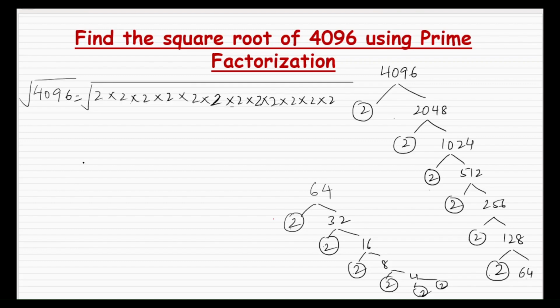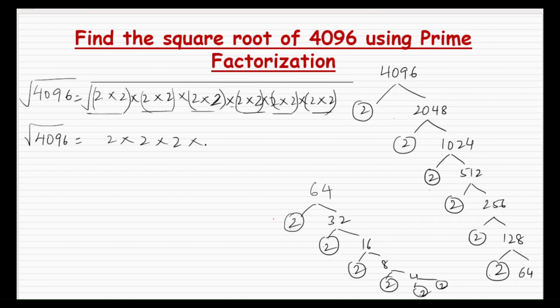Now to take the square root, take the square root on both the sides, and then we know what we have to do. We have to pair the factors. So make the groups or pairs of each factor. So this pair, this pair, this pair, and this one and this one. So square root of 4096 is now, for every pair, I will write the prime factor once. So 2 times 2 times 2 times 2 times 2 times 2. And now 2 times 2, 4, 2 is 8, 2 is 16, 2 is 32, 32 times 2 is 64. So square root of 4096 is 64.